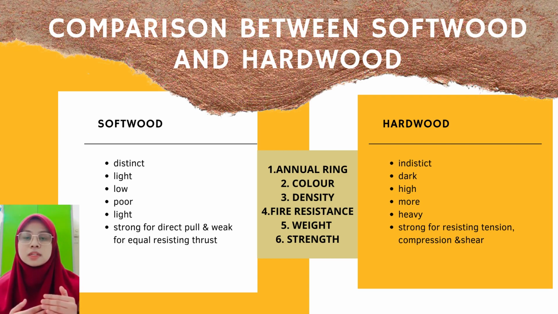These pores are what create the visual difference between the softwood and hardwood grain. So softwood has a light grain because it has no visual pores, whereas hardwood grain is prominent.